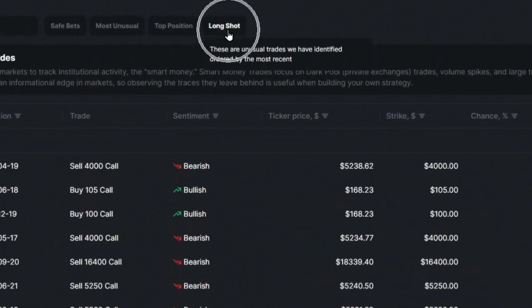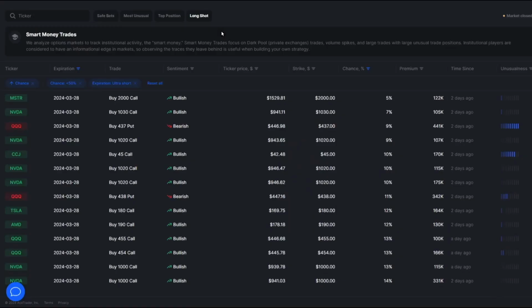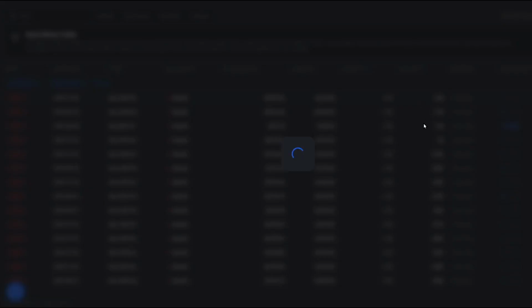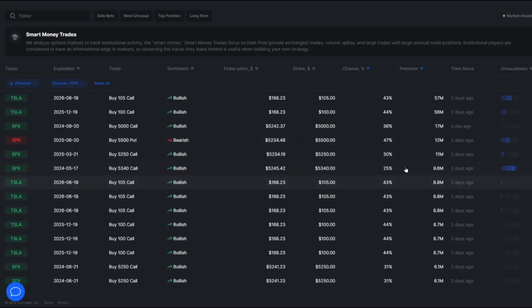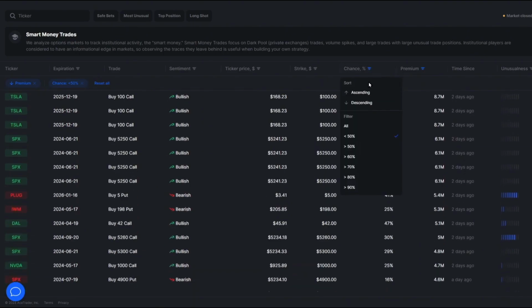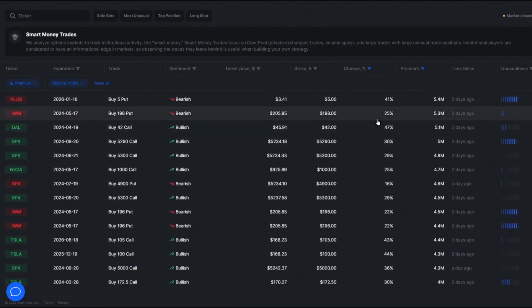And then you also have the long shots, which is the opposite of safe bets. These are trades where we think there is a very, very low probability of them making money, like less than 1%, for example, here. So again, you could sort them by size, and you can go, well, who's making bets that are very unusual? And we could just look at the filters here, anything less than 50%, and then try to find some outliers, maybe this SPX trade here, very low chance of money, but someone spending $4.6 million on this.